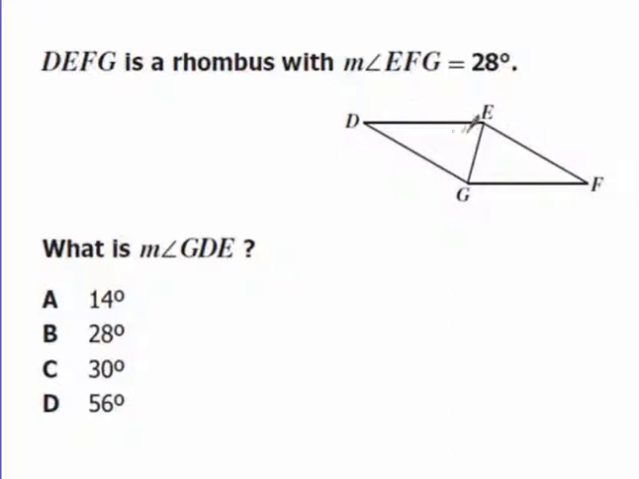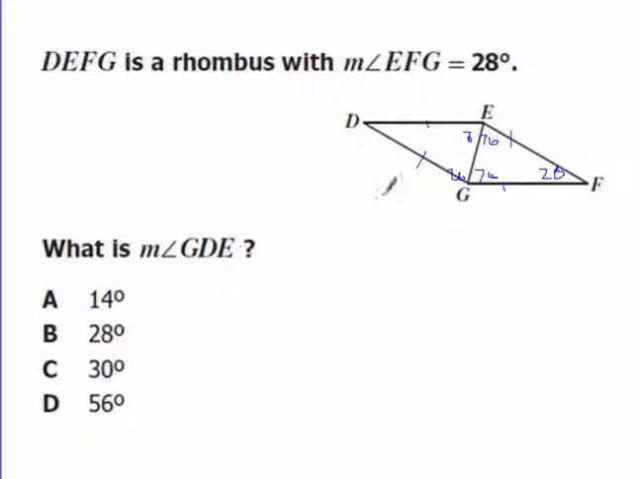The measurement of EFG is 28, so that's this angle right here. Now rhombus has 4 congruent sides, so let me mark that. What happens is that an isosceles triangle is created. So I can figure out these angles by doing 180 minus 28, and then dividing by 2. So these are both 76. Now the diagonals bisect the angles, so if this is 76, then this is going to be 76. And if this is 76, then this is 76.